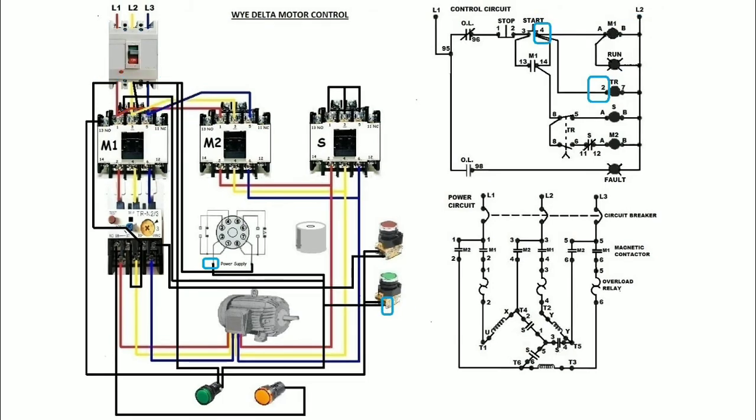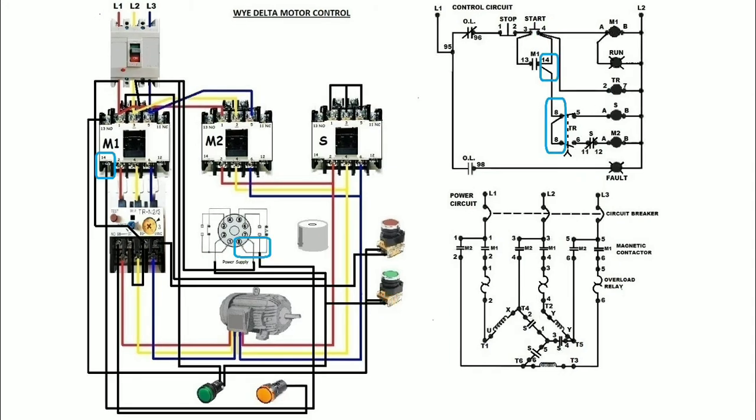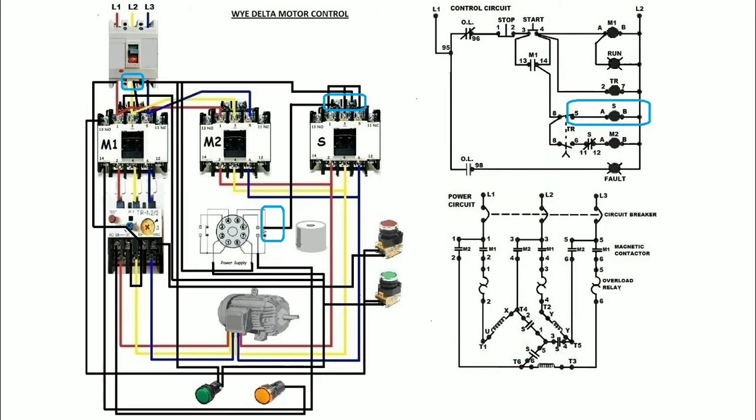The terminal of the start push button common to the magnetic coil of M1 magnetic contactor will then be connected to the timer relay in series to the lower terminal L2 of the circuit breaker. The lower terminal of the normally open auxiliary contact of the M1 magnetic contactor will be connected to the normally closed terminal of the timer relay in series with the magnetic coil of S magnetic contactor to the lower terminal L2 of the circuit breaker.